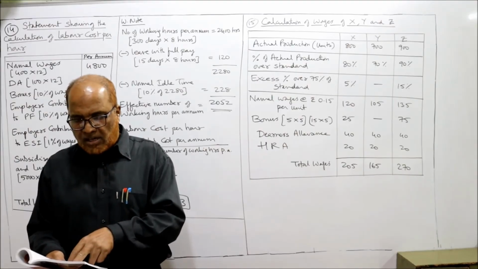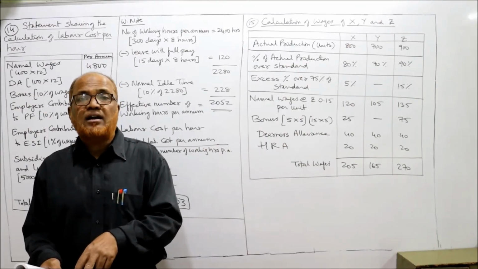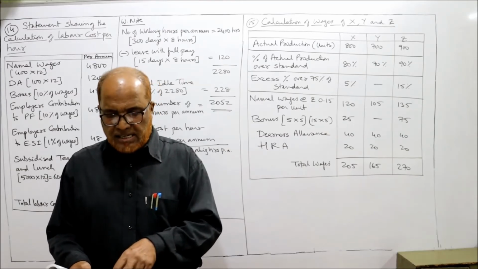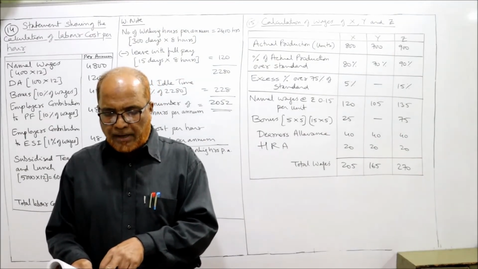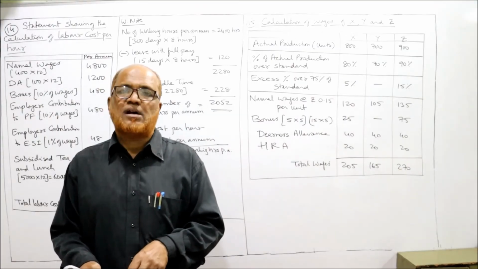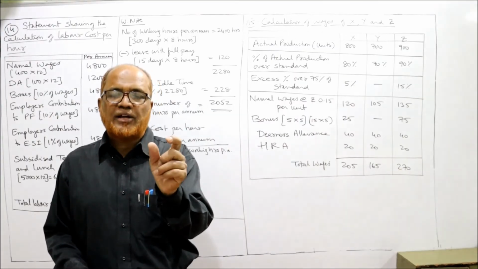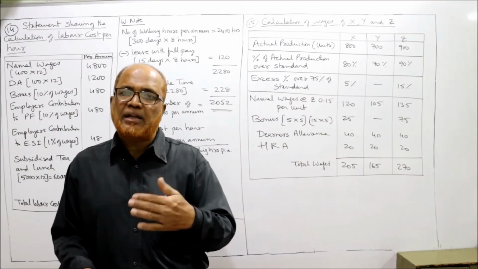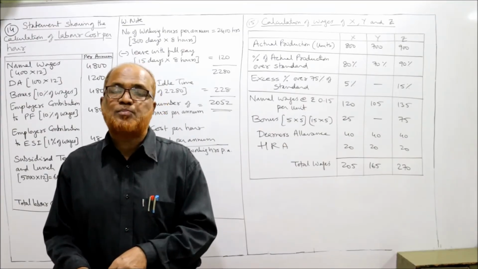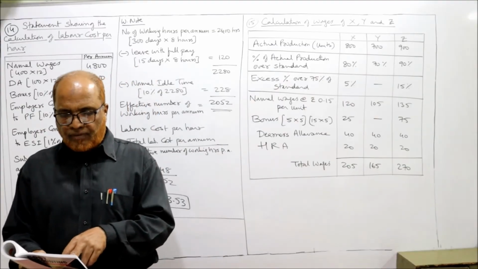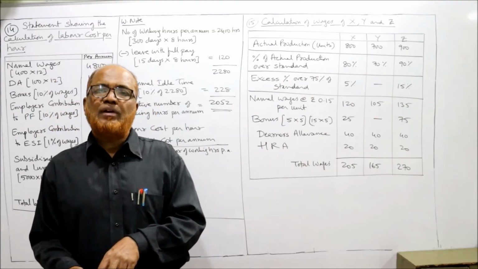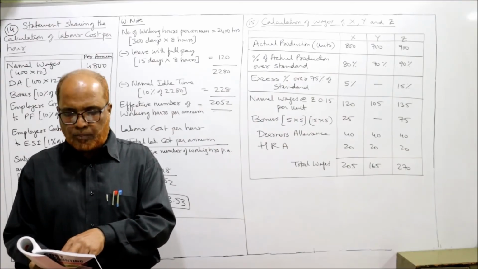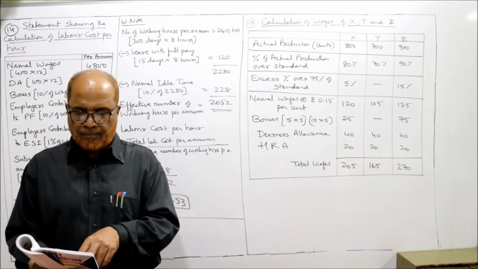And all the 3 workers have produced less than standard. Standard 1000, but X has produced only 800, Y 700, Z 900. Piece rate per unit of actual production is 15 paisa. So whatever is the actual production, per unit piece rate is 15 paisa. So we multiply 0.15 into number of units produced. Then DA 40 rupees per month. So every worker will be paid 40 rupees per month DA. And house rent allowance 20 rupees per month fixed, every worker.